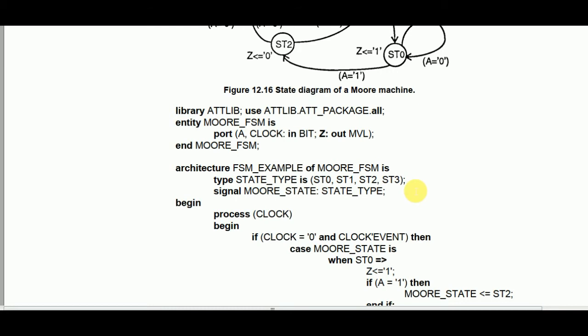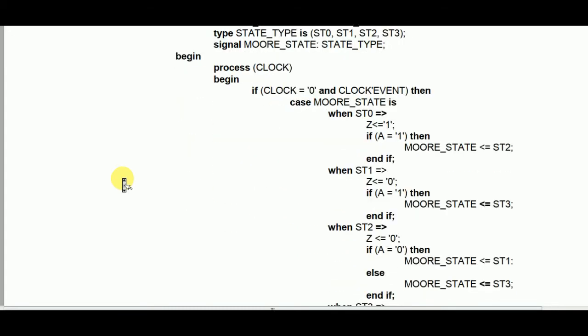Then signal moore state. Moore state is a signal of which type? It is of type state type. So the signal moore state represents the state type data type. Then begin process statement. The sensitivity list is clock. So all the statements inside this process statement will execute only if there is a change in the clock signal.